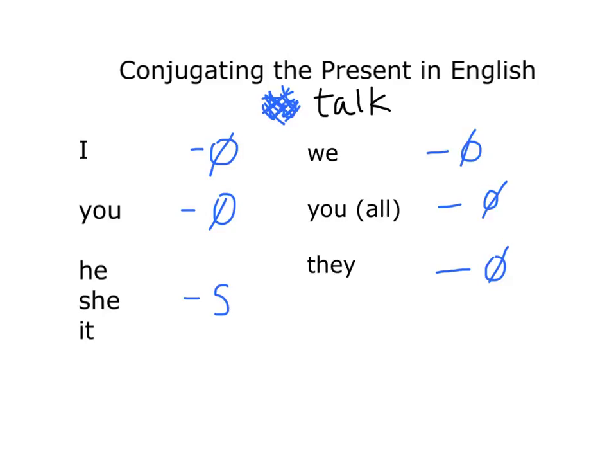So to conjugate for I, you would say, I talk, with no ending. You talk, with no ending. He talks. She talks. Right? And maybe your dog, it talks. That's how we conjugate in English. Pretty easy. Let's take a look at Spanish. It's a little bit more complicated, but I know you can do it.